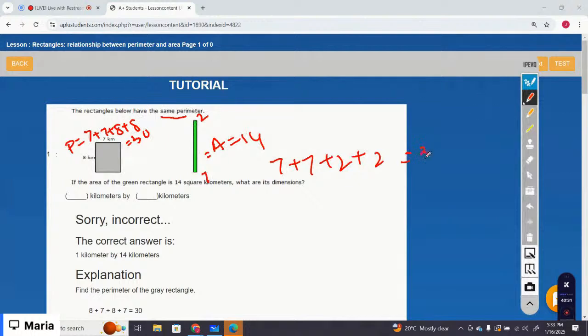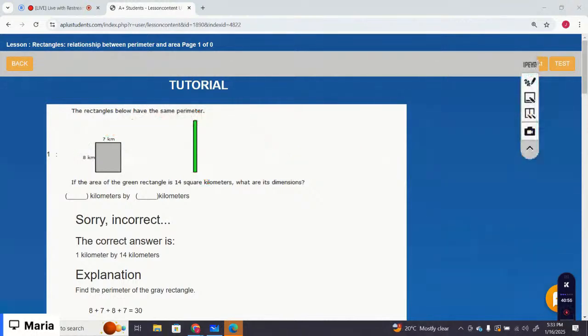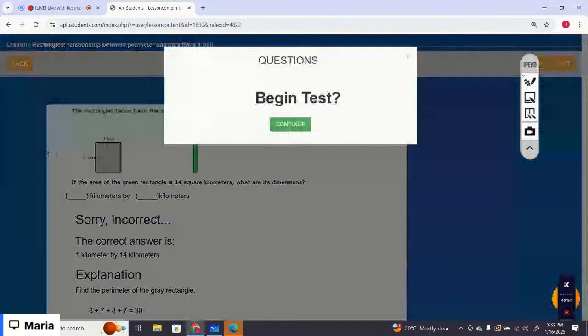that doesn't make 30, but they have the same perimeters. So we need to think of two other numbers that make 14, and when the sum of the perimeter is 30. So that is, I think, 14 times 1. So that is 14 plus 14 plus 1 and 1. So 14 plus 14 is 28 and 1 plus 1 is 30. So now they have the same perimeter. So that means the dimensions are 1 times 14. Let's just start with the test questions.